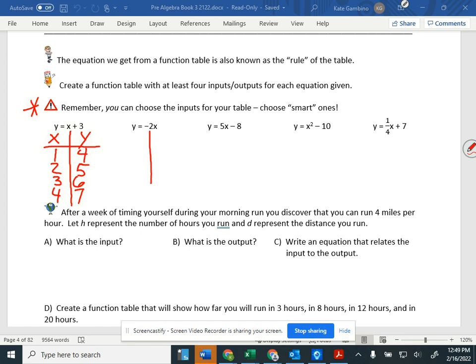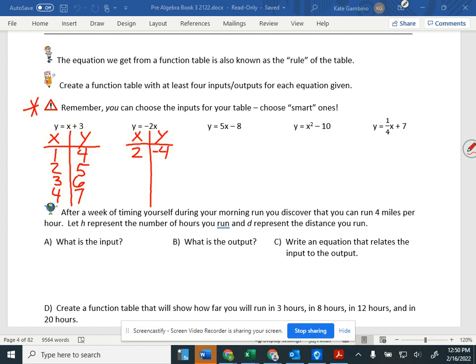So now let's look at our next one. Again, your first thing is to make your table. We're going to label it. We have our x is our input, our y is our output. What do you think I should put for my x's, Joseph? 2. Okay. So 2 times -2 gives me what, Maddie? -4.